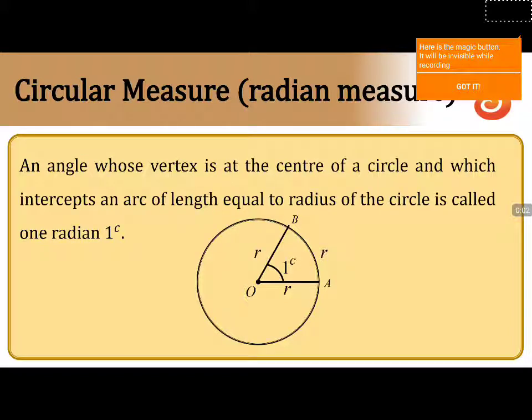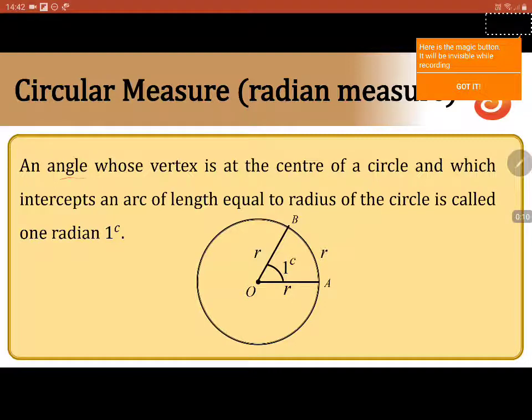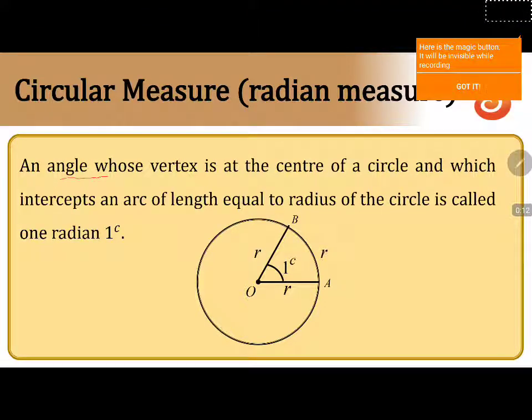This is the definition of what is a radian. In the definition it is given: an angle whose vertex is at the center of the circle which intercepts an arc length equal to the radius of the circle is called 1 radian. Let us see how this diagram supports that.